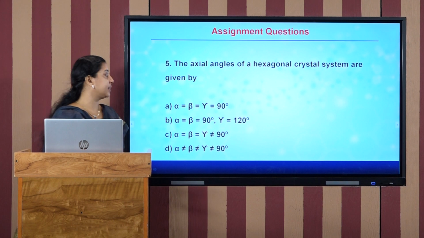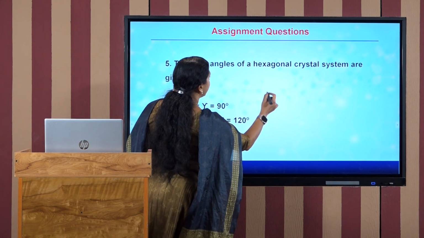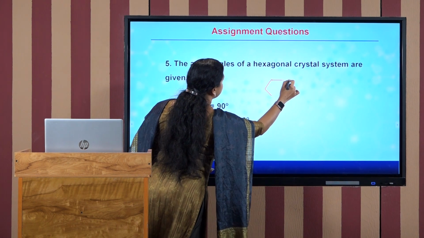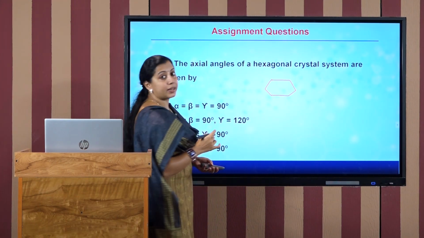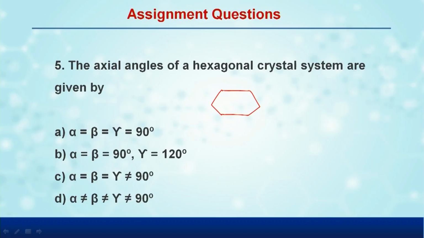We know that a hexagonal system has a hexagonal base. So, for a hexagonal base, we will have one of the angles as 120 degree. So, alpha equals beta equals 90 degree, whereas the third angle gamma will be equal to 120 degree. Therefore, the correct option is option B, alpha equals beta equals 90 degree and gamma equals 120 degree.